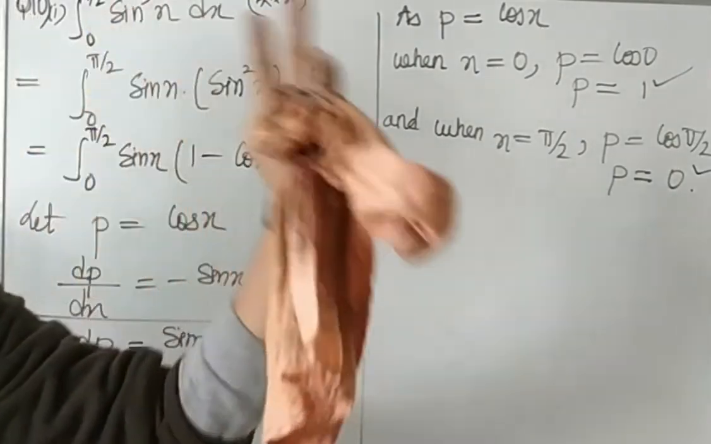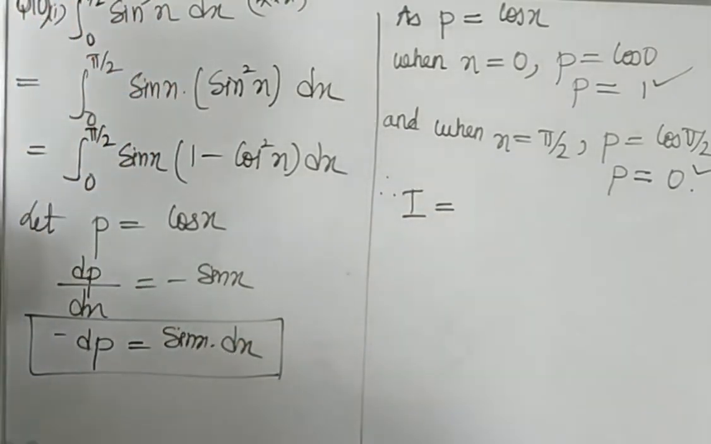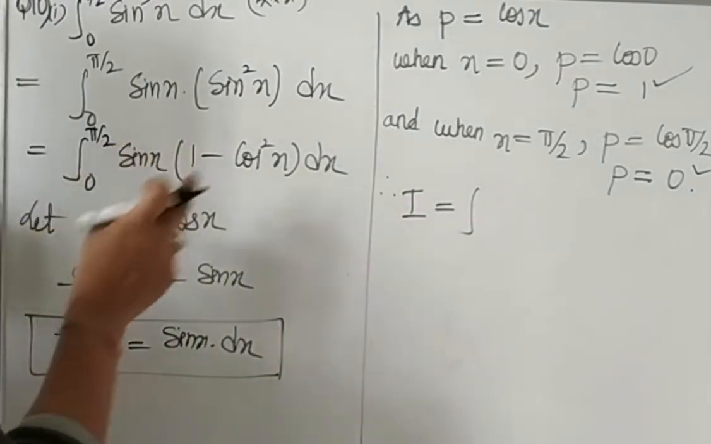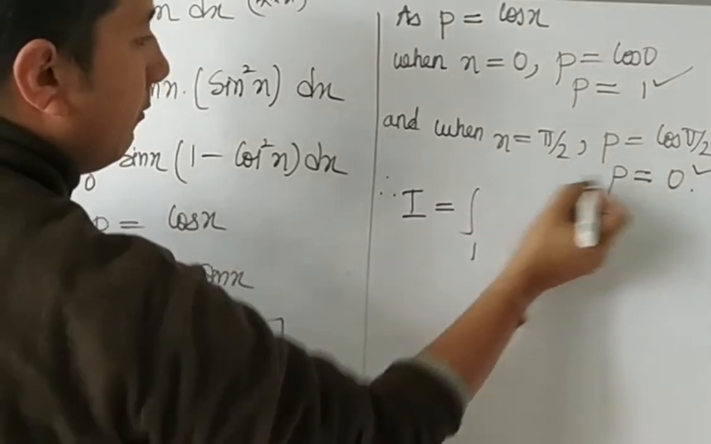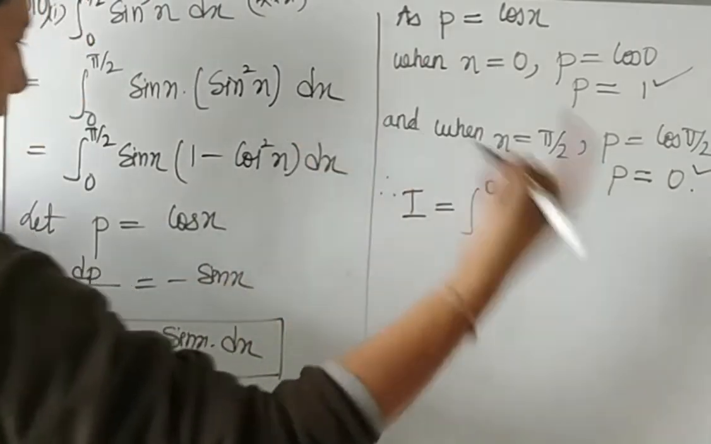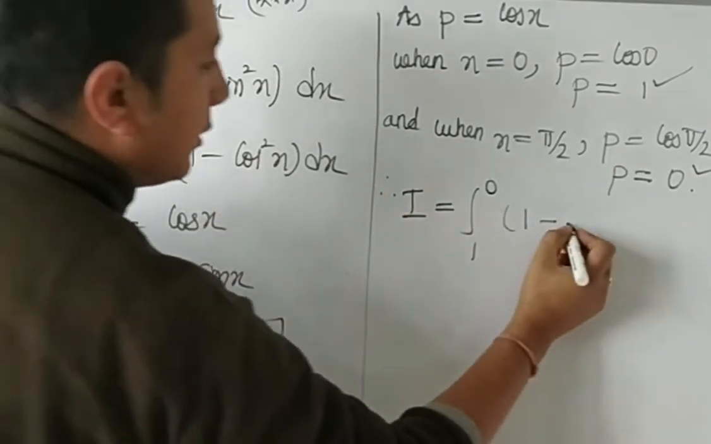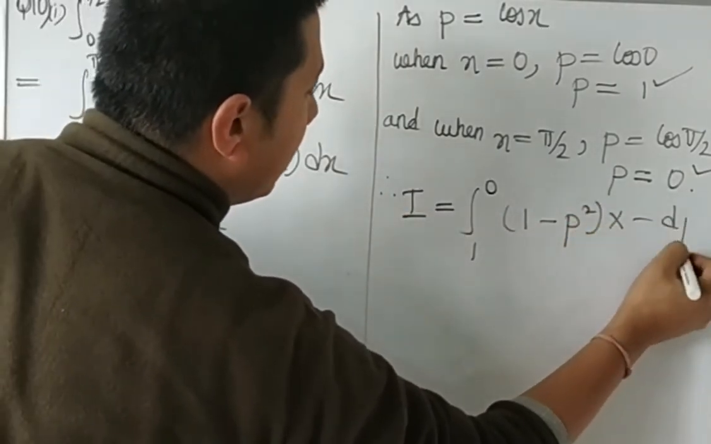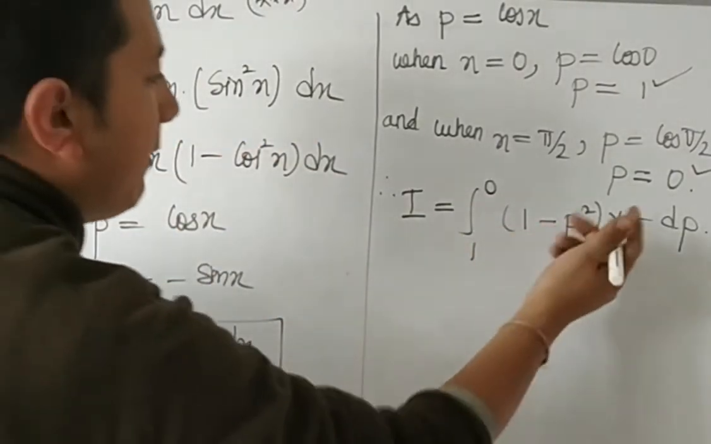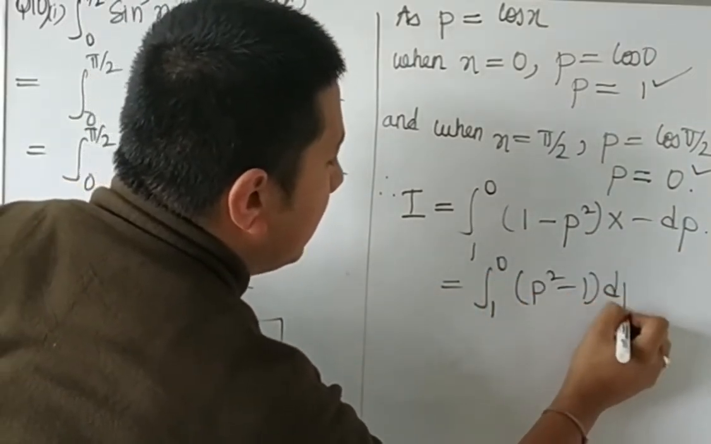Also, our integral will be changed, and this is a definite integral. What is the new lower limit? 1. Upper limit 0. What is the value for sin x dx? Minus dp, we can write later. And 1 minus cos x, that is 1 minus p square, into minus dp. Either I can multiply with the minus sign, or you can multiply with the minus sign first. So from 1 to 0, this will be p square minus 1 into dp.